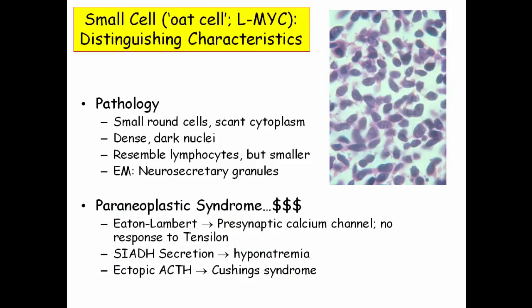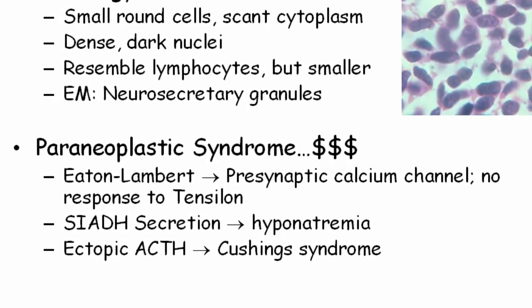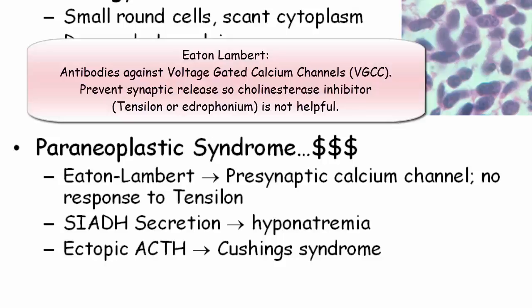On pathology, you'll note small round cells with scant cytoplasm and dark nuclei, which sound very much like a lymphocyte. Neurosecretory granules may be described. But here is the money. Small cell is totally about the paraneoplastic syndromes. Eaton-Lambert is most straightforward, with antibodies forming against the presynaptic voltage-gated calcium channel.